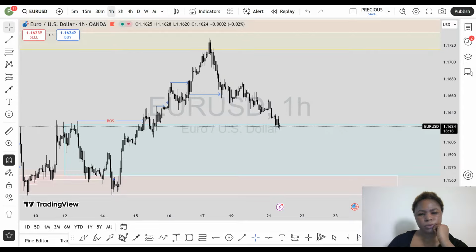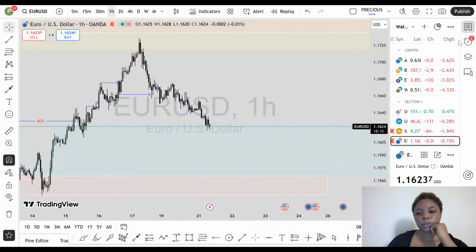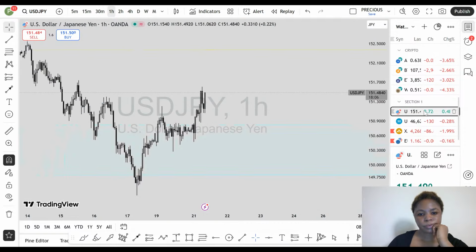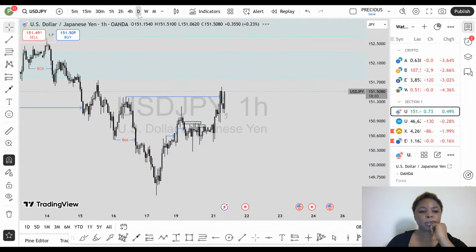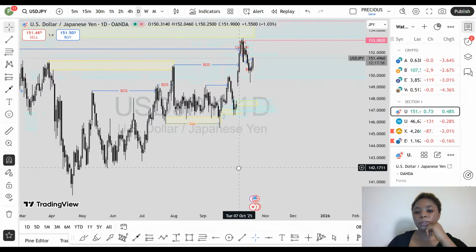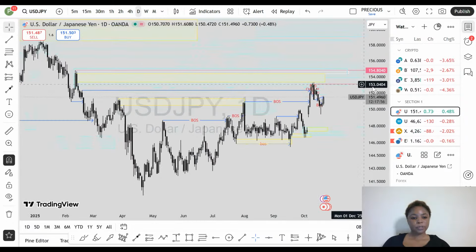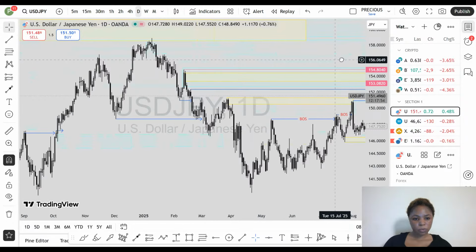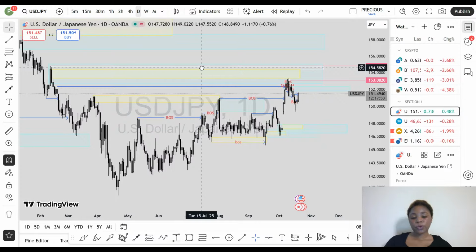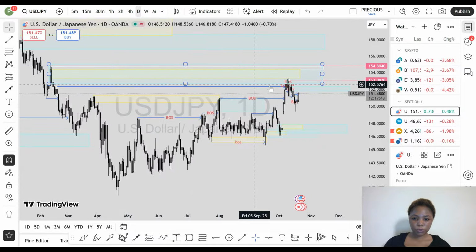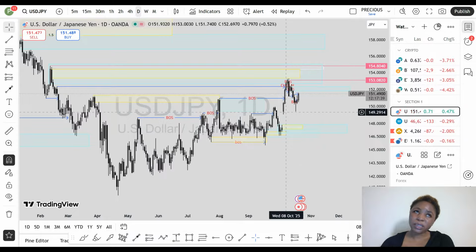Okay, let's go to USDJPY. Okay, so let's start with the daily. So this is on USDJPY, and the first time I gave this trade idea on the group chats, we were selling, and then we sold from this level here. So I gave this trade, and then we took our profit that Monday, last week or thereabout.